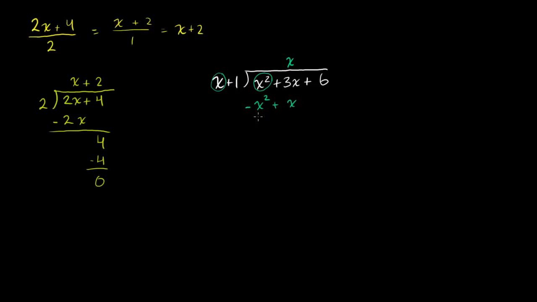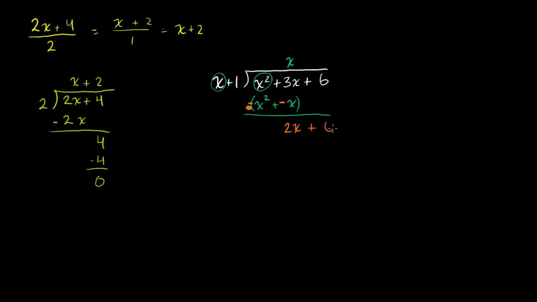And just like we did over here, we now subtract. And what do we get? x squared plus 3x plus 6 minus x squared plus x. Let me be very careful: the negative sign applies to this whole thing. So x squared minus x squared, those cancel out. 3x minus x is 2x. And then you bring down the 6, since 6 minus 0 is 6.